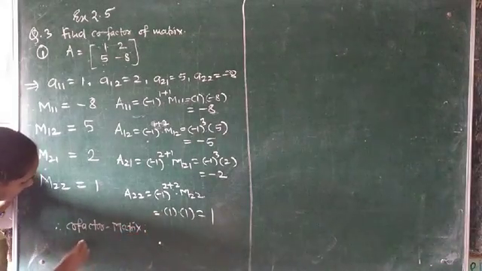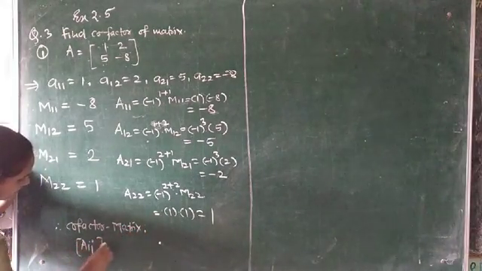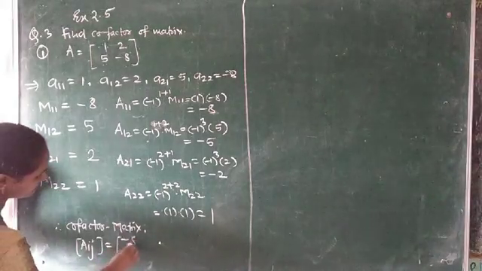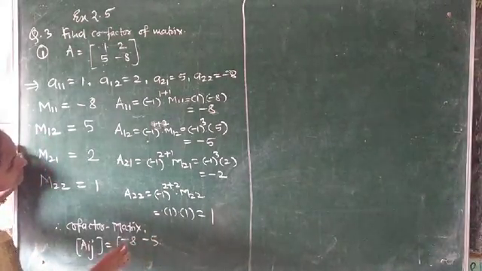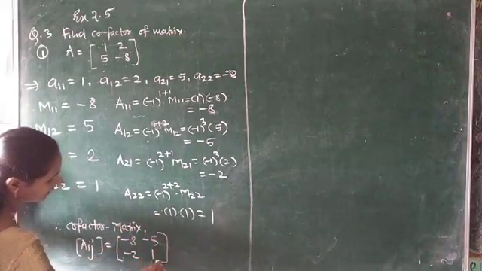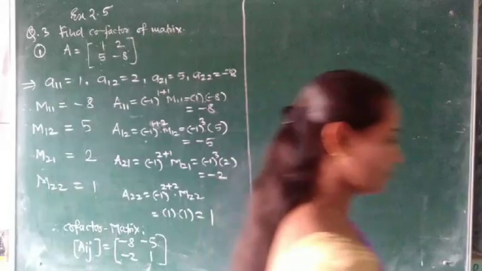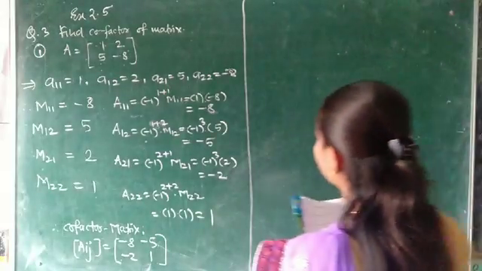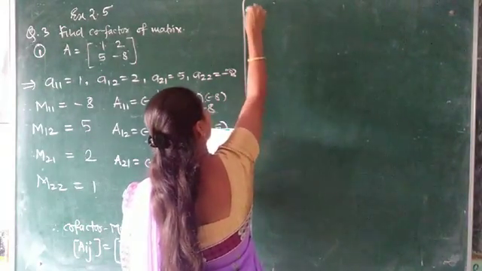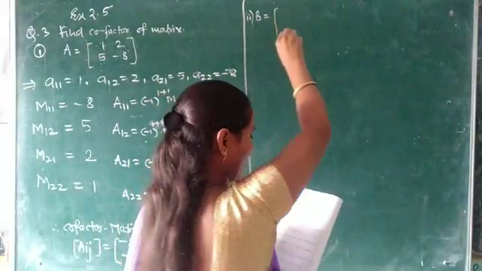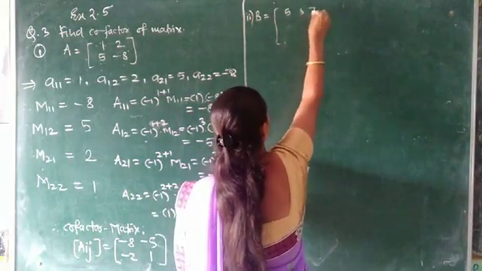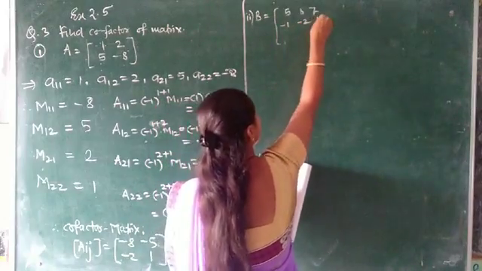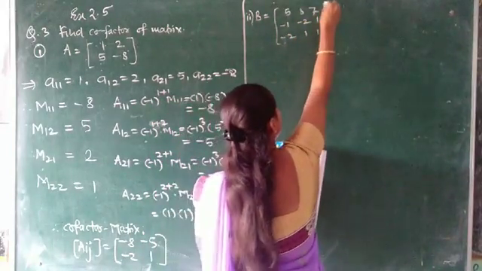We have to write only the cofactor matrix. Therefore the cofactor matrix Aij is equal to [-8, -5; -2, 1]. This is the cofactor matrix of our first example. Now see, the next matrix. Second matrix, let us consider B. B is equal to [5, 8, 7; -1, -2, 1; -2, 1, 1].